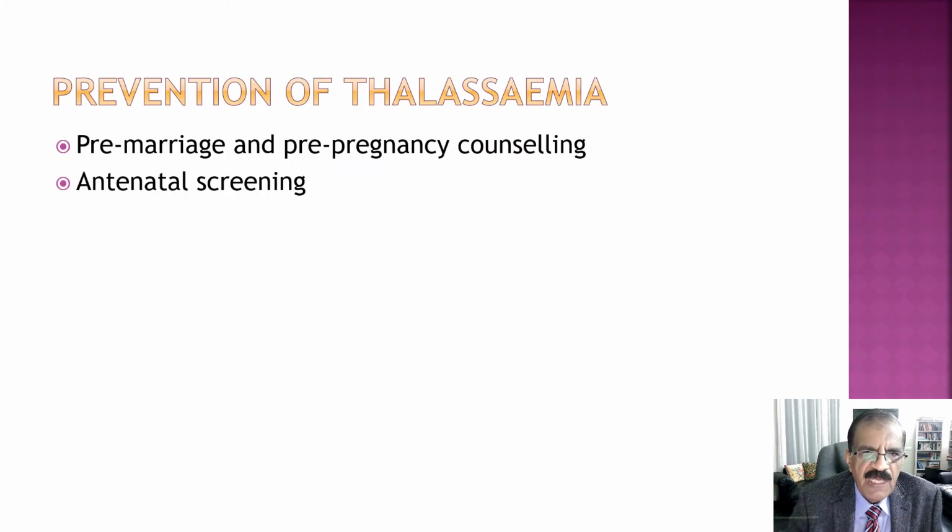Now, prevention of thalassemia, first of all, pre-marriage and pre-pregnancy counseling. If one of the parents has thalassemia trait and the other one has no thalassemia trait, then there is no problem. There are some chances that some of the born babies would have thalassemia trait. That's not a big deal. But if both the parents have thalassemia trait, then you need to sit with the parents and tell them that there is a 1 in 4 possibility that you would have a thalassemia major or hydrops fetalis child, which would result in prenatal death or death immediately after birth.